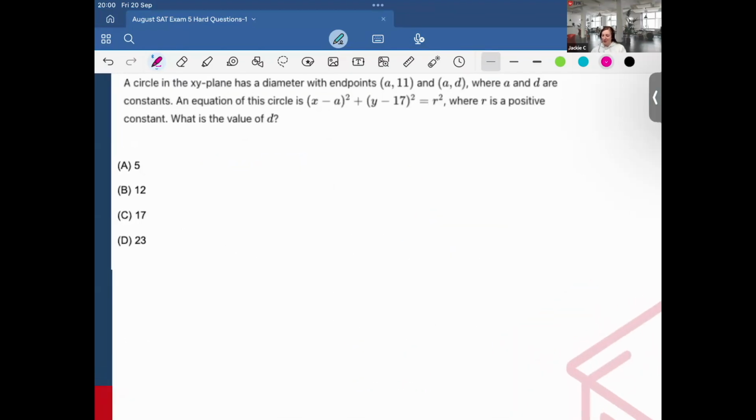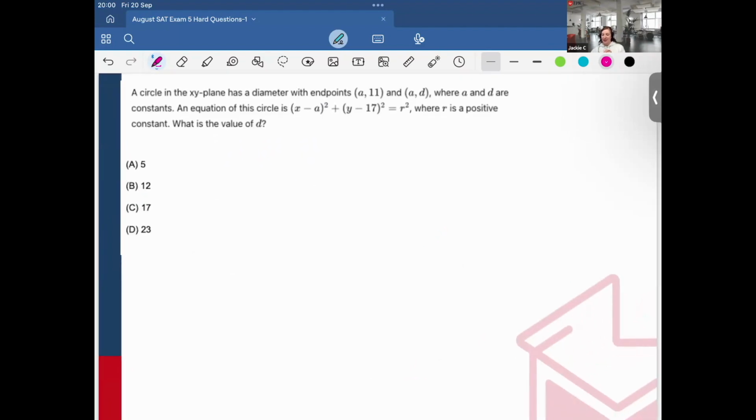Oh my goodness, a circle equation. Okay, so a circle in the xy-plane has a diameter with endpoints (a, 11) and (a, d). So note they have the same x coordinate, where a and d are constants. An equation of the circle is (x minus a) squared plus (y minus 17) squared equals r squared, where r is a positive constant. What is the value of d? So first from here, I know that the center is (a, 17). So I can see all these coordinates have the same x value. I don't know what the x value is.